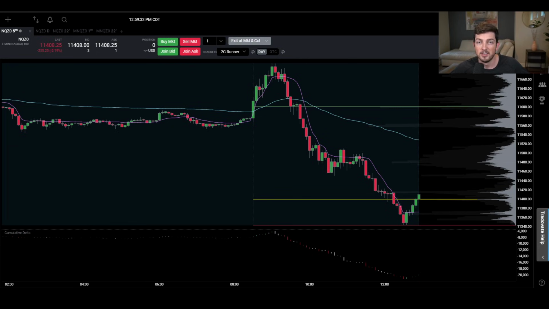Let's keep on going. So volume profile is super important and a big deal in my opinion. Volume profile is basically showing us at what price levels are the most volume being conducted.